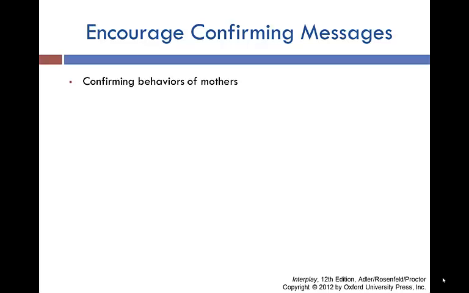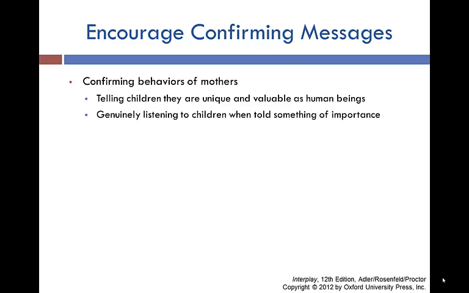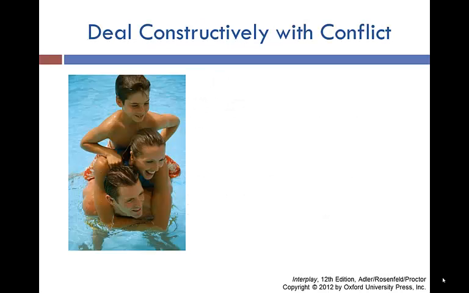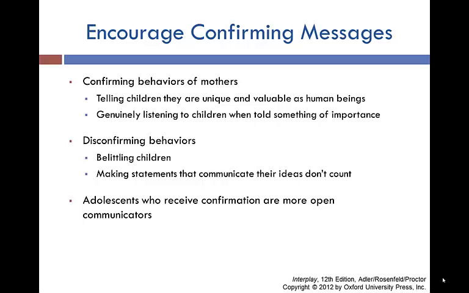Confirming rather than disconfirming messages within a family need to be encouraged. Confirming messages demonstrate that you care about the other person, while disconfirming messages show no concern for others. Belittling children or putting someone down are good examples of disconfirming messages. Telling children that they are important, or listening to them, are good examples of confirming messages.